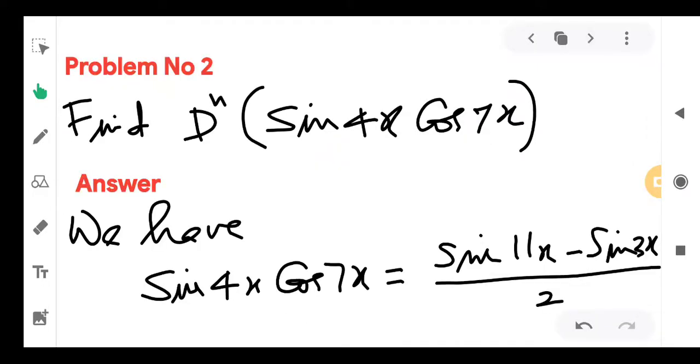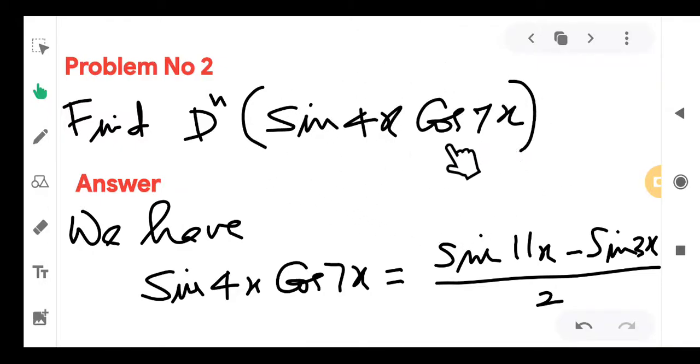Let's have one more problem, which again deals with a trigonometric product: sine 4x into cos 7x. So this is nth derivative of sine 4x into cos 7x. Before doing this problem, let me remind you of 4 very important formulas, namely 2 sine A cos B, which you have to learn, similarly 2 cos A sine B. Then you have 2 cos A cos B, and finally minus 2 sine A sine B. Those 4 formulas you have to remember.